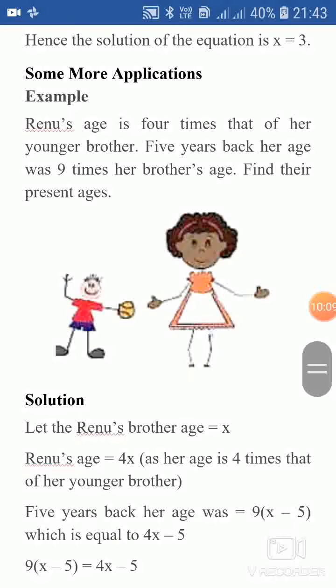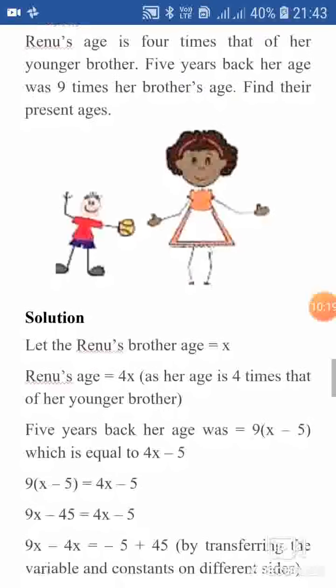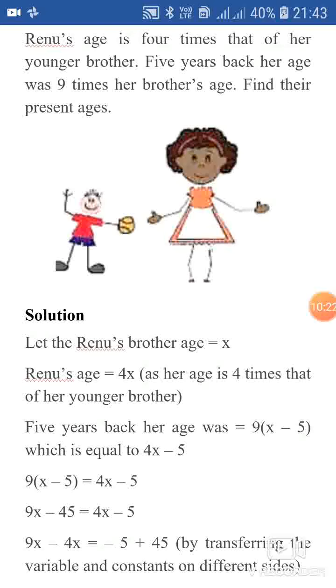Now if we talk about some more applications, the next topic, you can see that it is the relation between someone's age with another. So these type of questions are important and tricky. So let's do one. Renu's age is 4 times that of her younger brother. And 5 years back, her age was 9 times her brother's age. Find their ages.